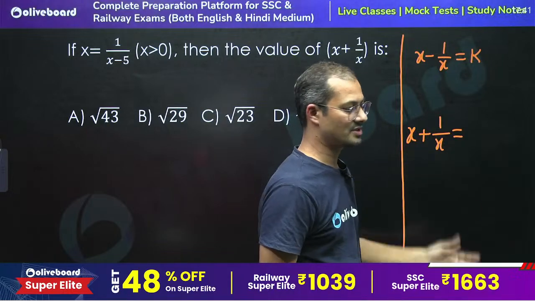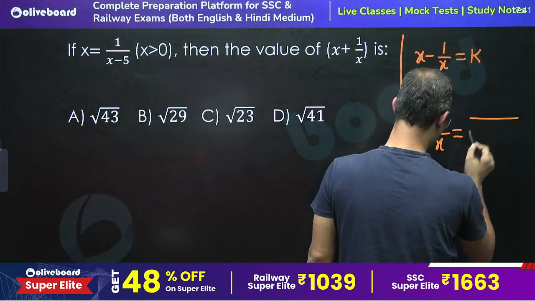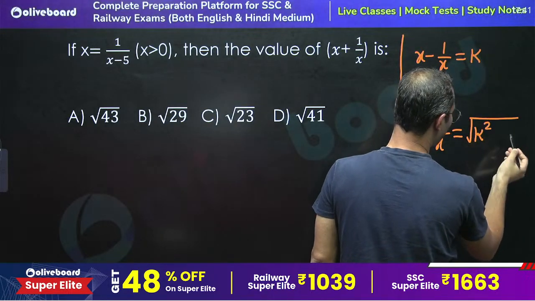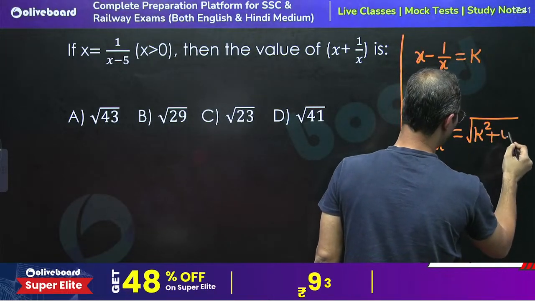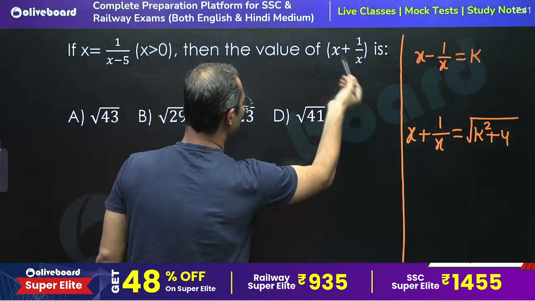Function and inverse function. So how can we calculate? Here we can directly use the formula. What is the direct formula? Take the square root of k square plus 4, that is, the square root of (k squared plus 4). See, now we have to calculate the value for x plus 1 upon x.